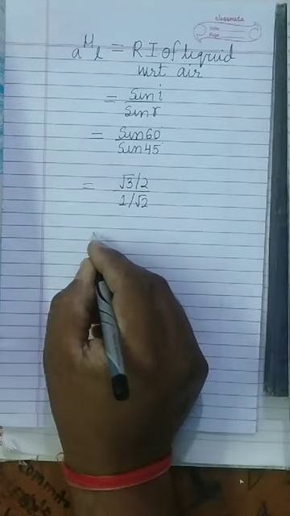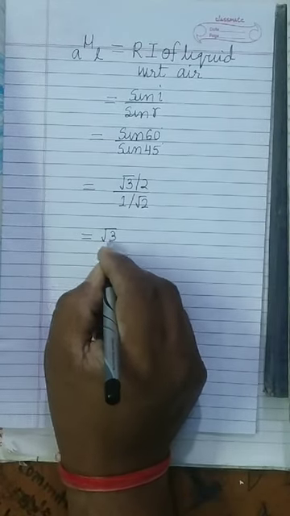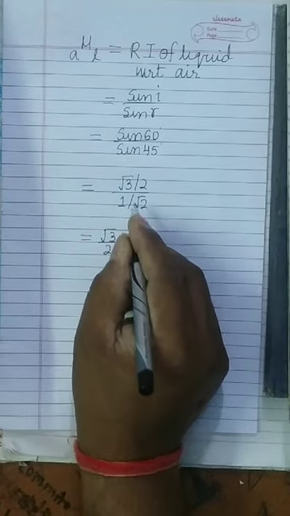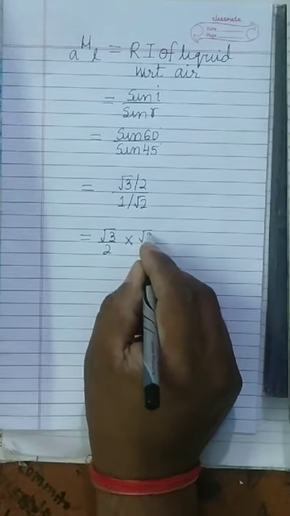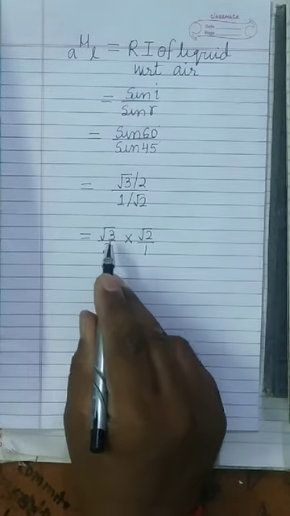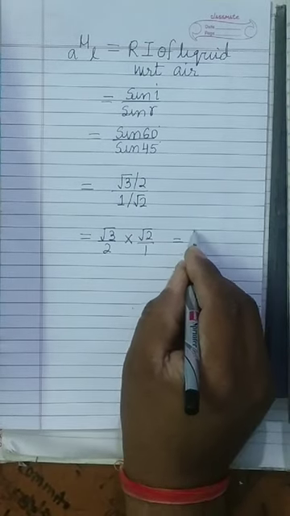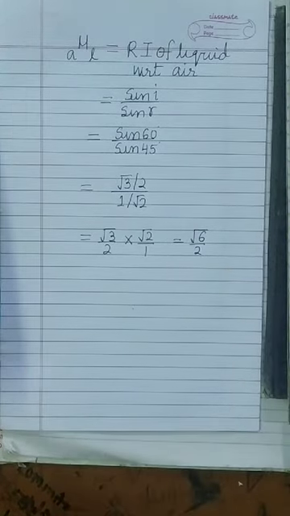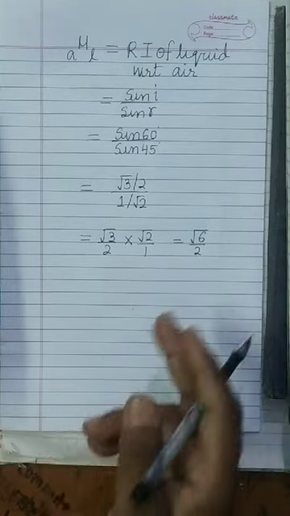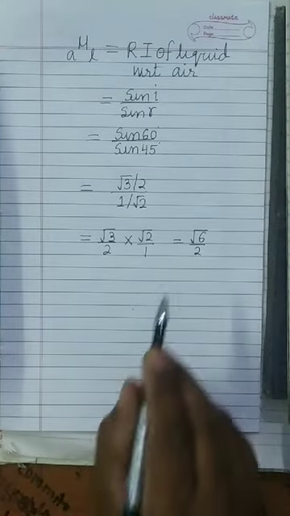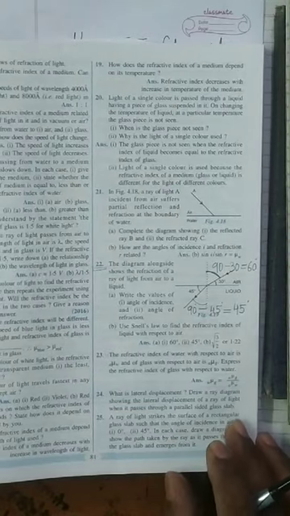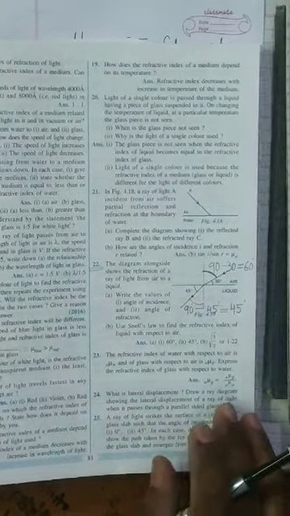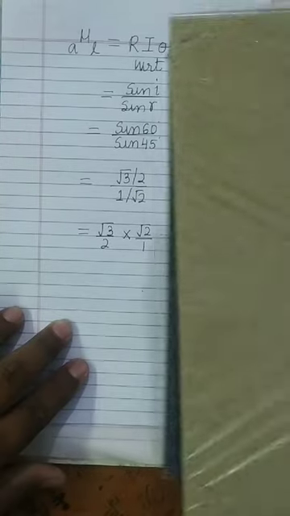It's clear. So when you simplify, root 3 upon 2, this will become reciprocal and multiply root 2 upon 1. So root 3 into root 2 is root 6 upon 2. It's clear. This way you can write. You write in the same way. This is the correct form because we don't keep a surd in the denominator. Now after this, you can see question number 21.